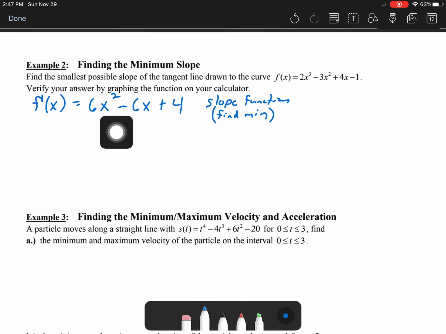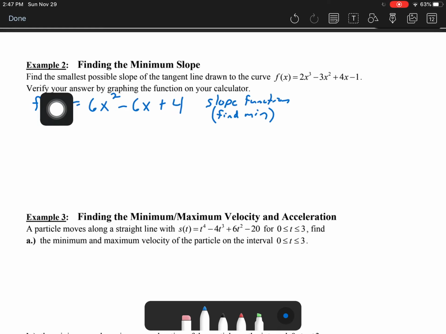Well, get your slope finder, your slope function, and then what we want to do now is go through our steps to find a minimum of this. So what we need to do is find the derivative of this function, set it equal to 0 to find our critical numbers, and then go from there.